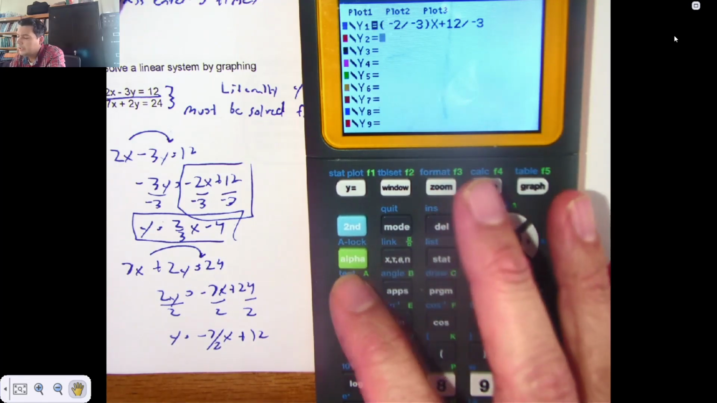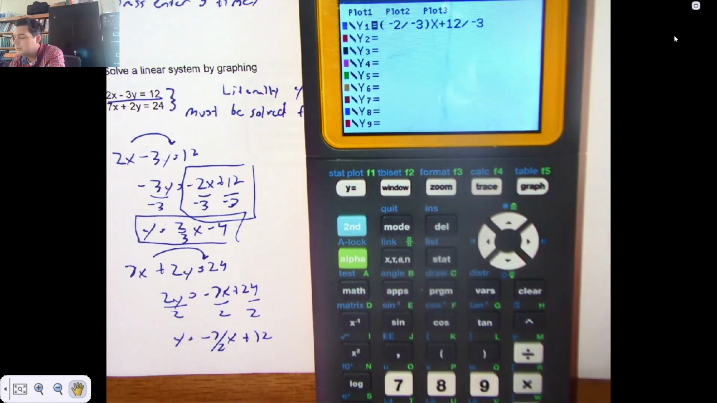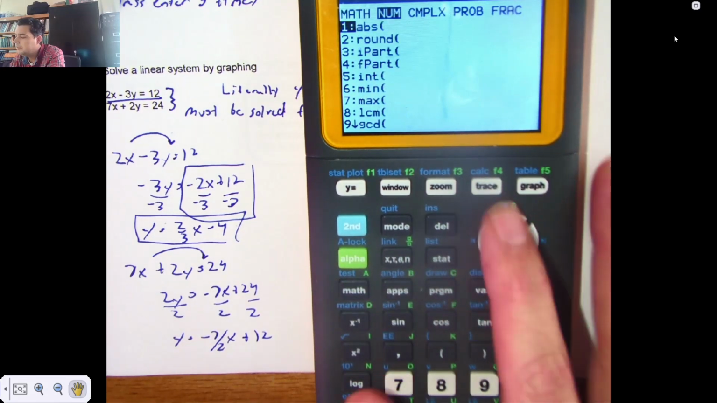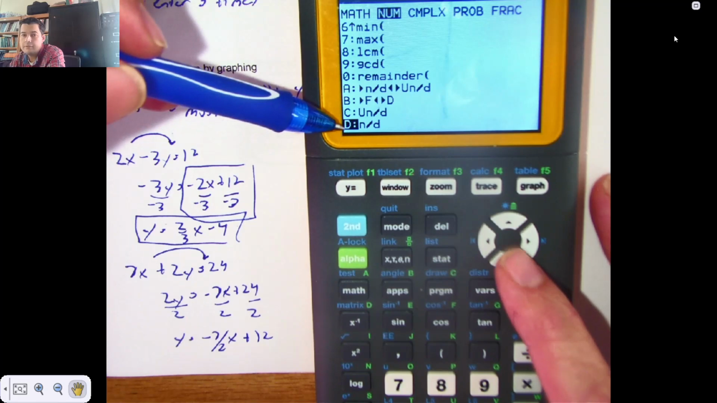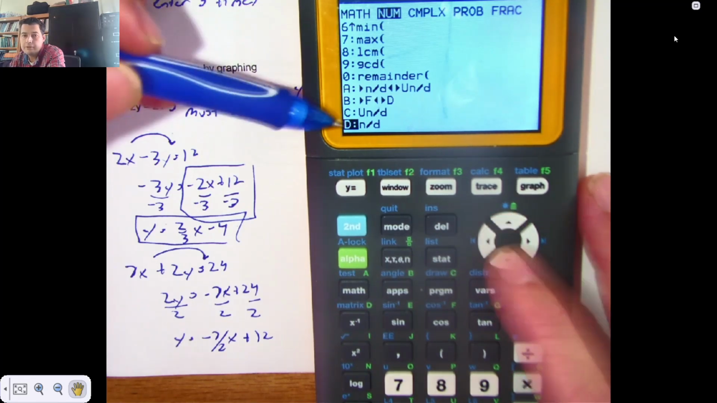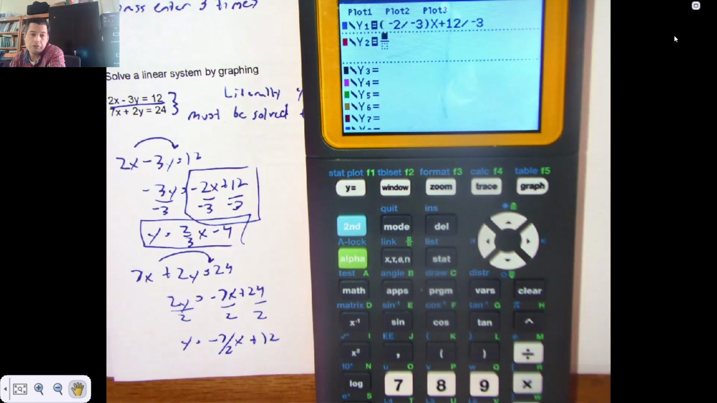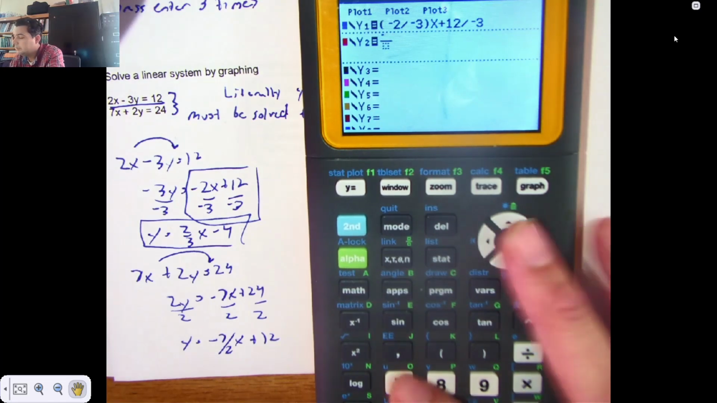But anyways, I'm going to type the next one in right. You do have access to fractions if you want to use them. You can hit Math, Num, and it's right there at the bottom of the list. I actually hit the up arrow, but it's right there. It's choice D. So say you like things pretty, you can use the fraction key.